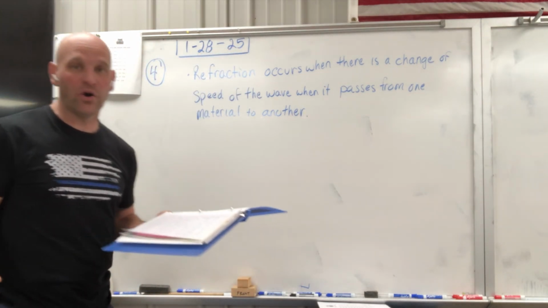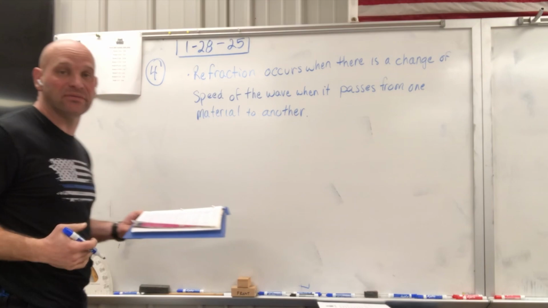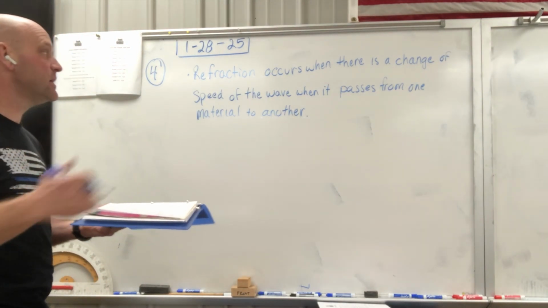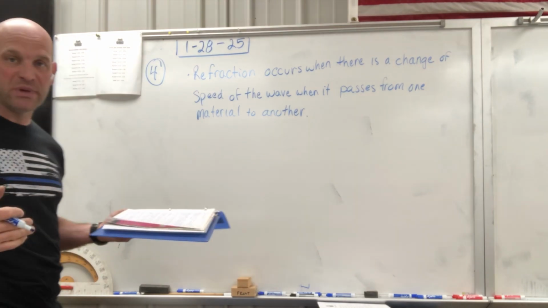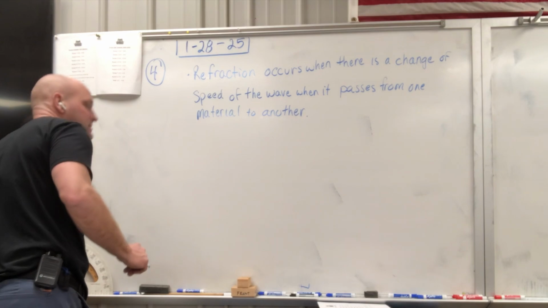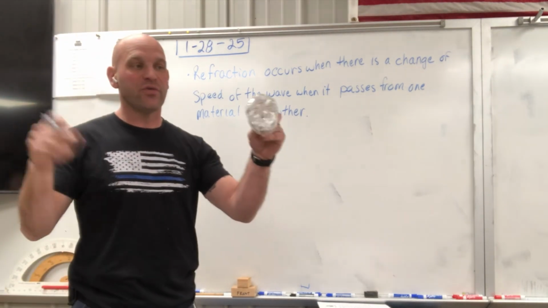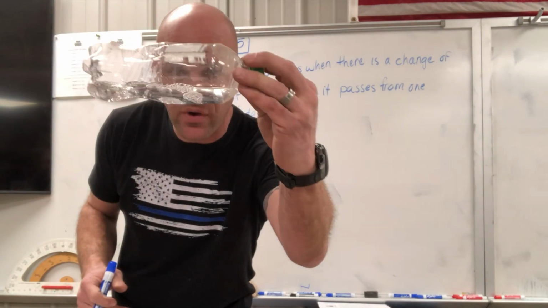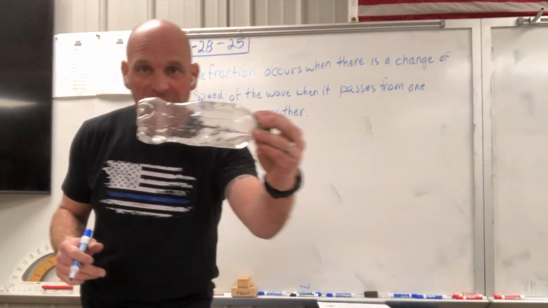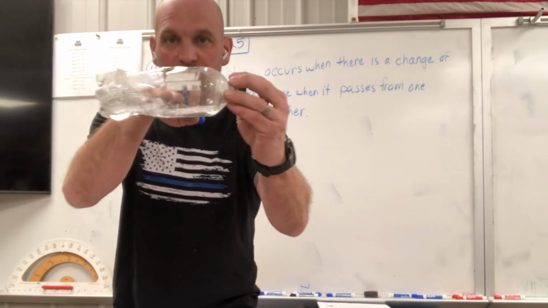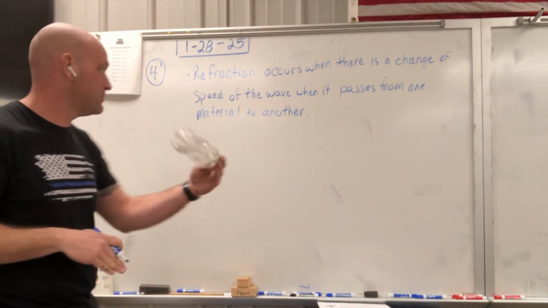Refraction, or we could also call it the bending of light, occurs when there's a change of speed because we're going from one material to another. So if we're going from a gas, the air, through a plastic material, we have refraction. That light is bent, that light changes because it's going through a different medium.